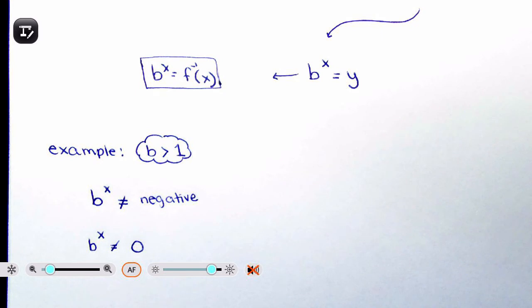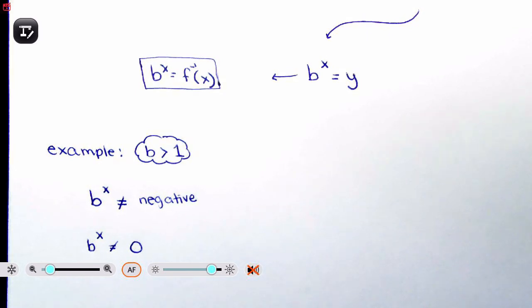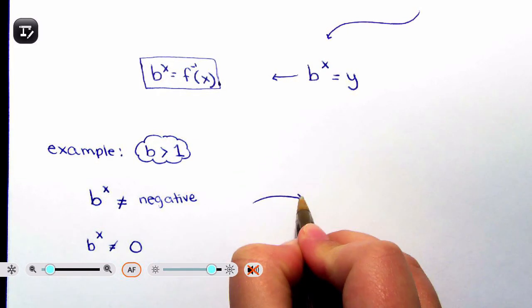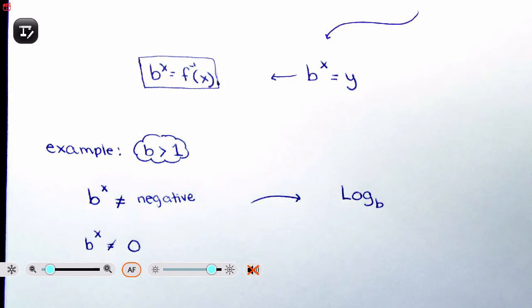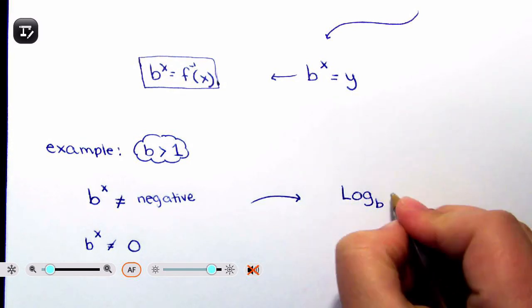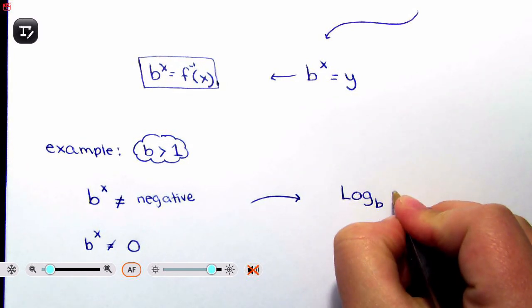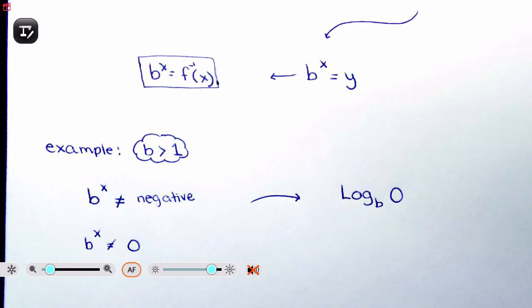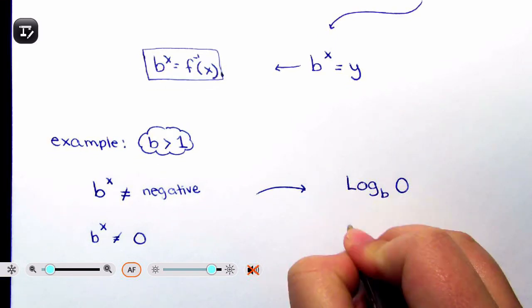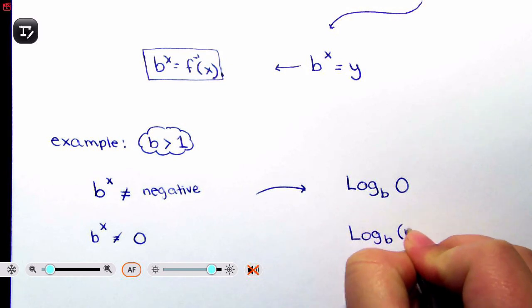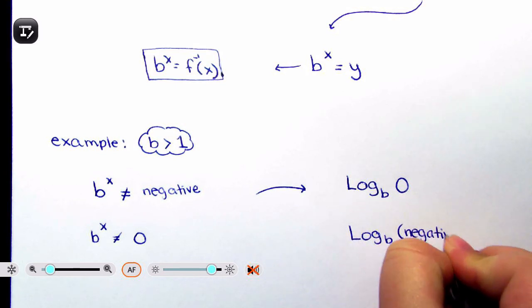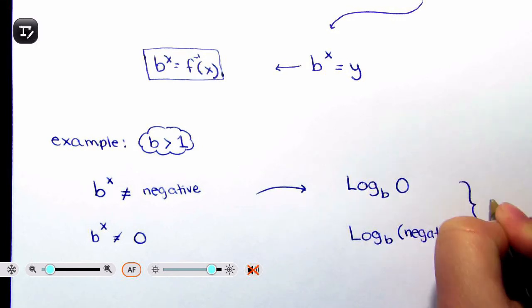You can get a 1, you can have your exponent be 0, but you cannot have a 0. So that means your log, whatever base, again, we're talking about bases greater than 1, cannot happen. You can't take a log of 0, and you cannot take a log of a negative. This cannot happen.